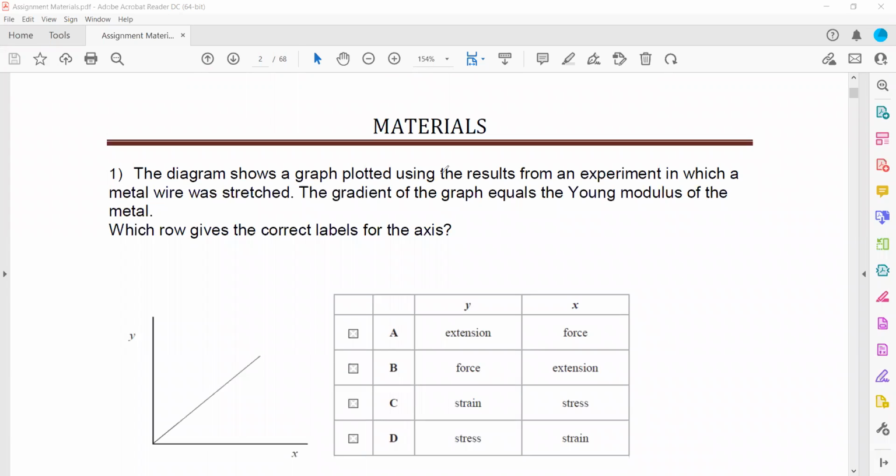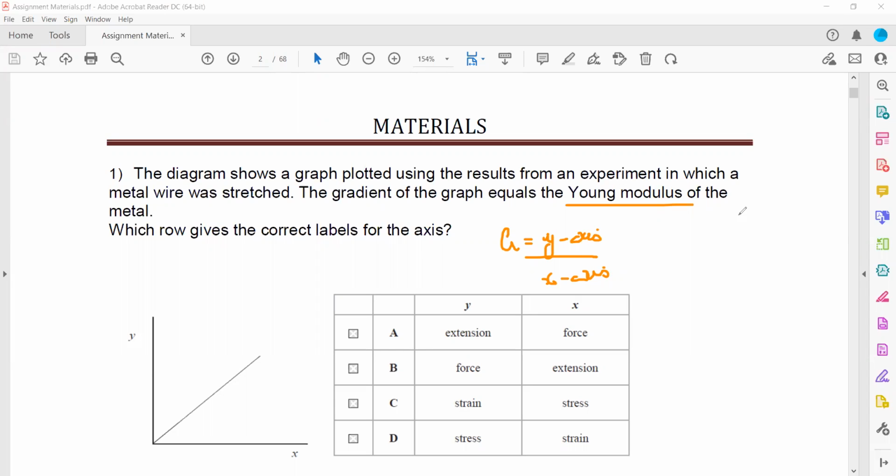The diagram shows a graph plotted using the results for an experiment in which a metal wire was stretched. The gradient of the graph equals Young's modulus. So if the gradient of the graph equals Young's modulus, it means the graph is between the stress and strain. And the gradient is actually the quantity on the y-axis divided by the quantity on the x-axis. When the quantity on the y-axis is divided by the quantity on the x-axis, we'll get the gradient.